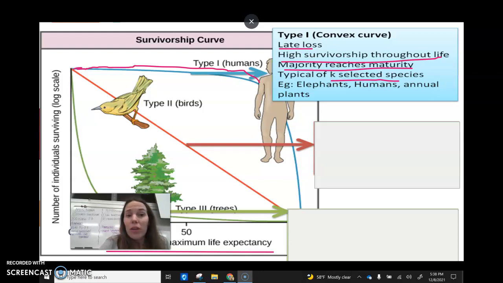So humans, we are type 1 survivorship. Elephants, other primates. Think about maybe lots of whales. Other mammals tend to fall here. Lots of them. Not all of them. Think like a lot of big organisms definitely here. Okay? So make sure to write this in for type 1.